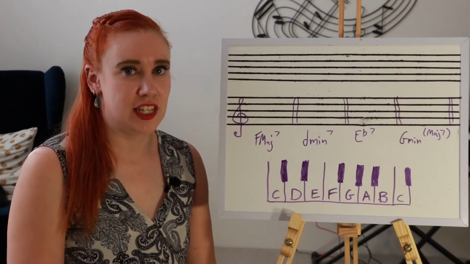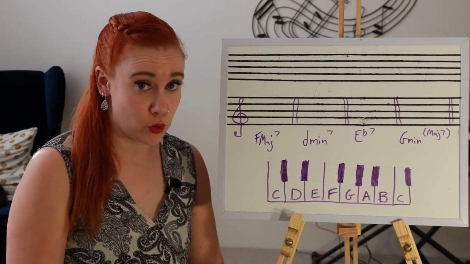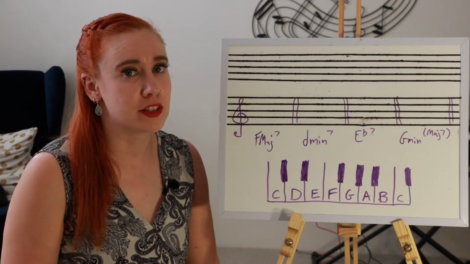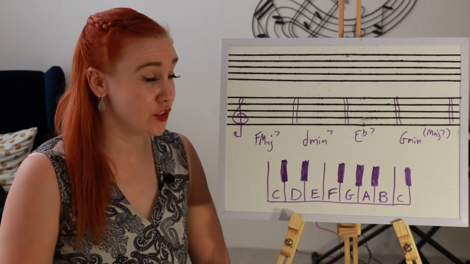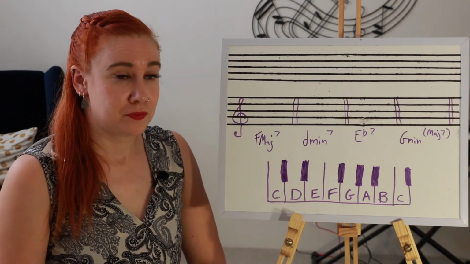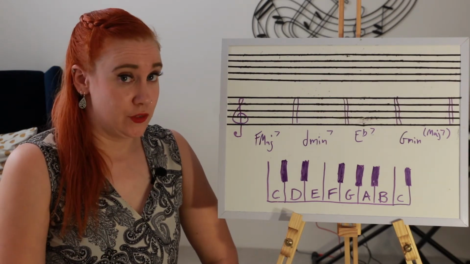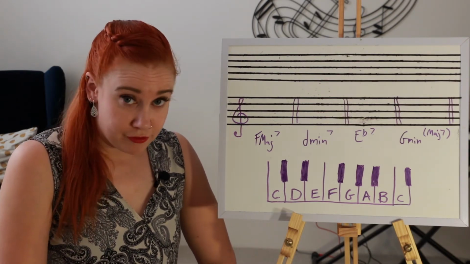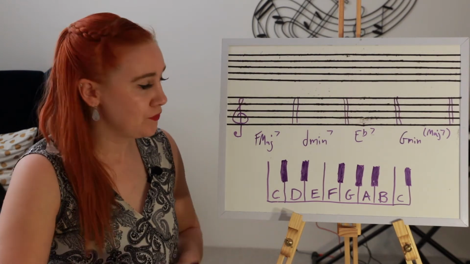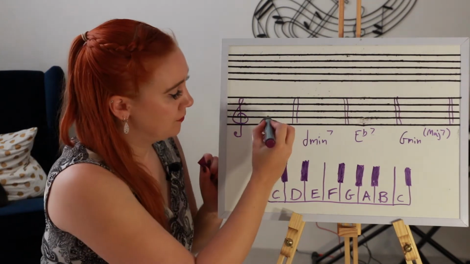Okay, now that you've seen 4 of our 7th chords starting on the same note, we're going to change it up and try it on some different notes. So F major 7 is first. If it's called F major 7, it starts on F. So let's put our triad and our 7th in first.